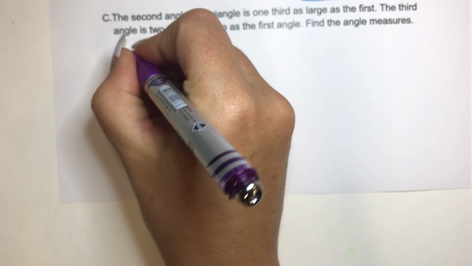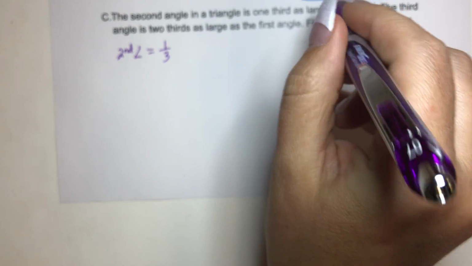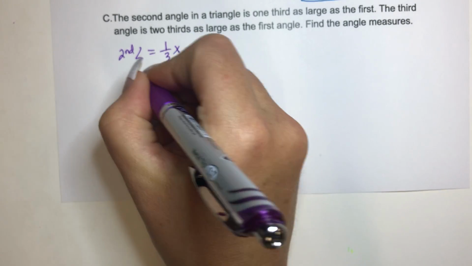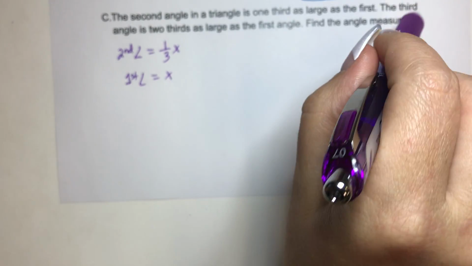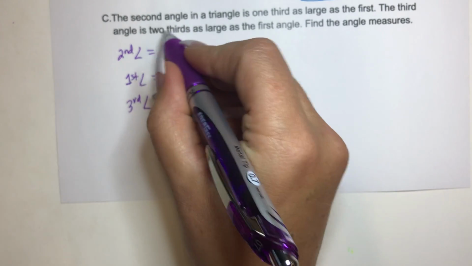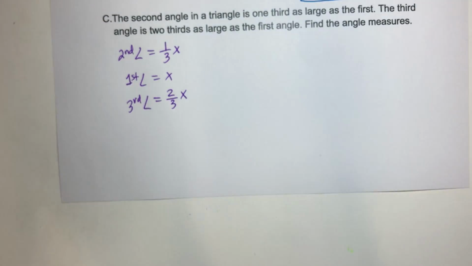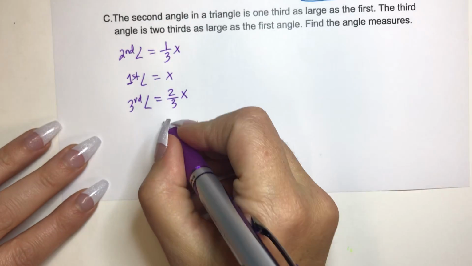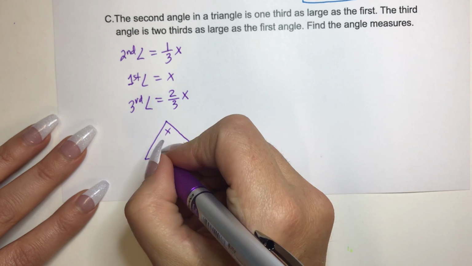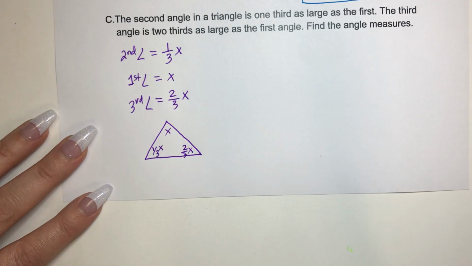So we got second angle equals 1/3 as large as the first, which we don't know, which is x. Okay, so we're going to call the first angle x. The third angle equals 2/3 as large as the first angle, which would be x. Find the angle measures. So we have a triangle here, and we have one that's x, one that's 1/3 x, and one that is 2/3 x.